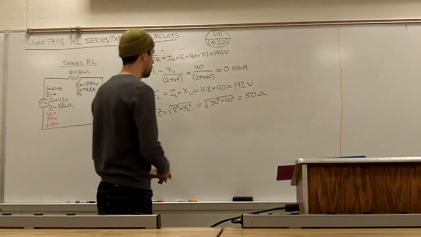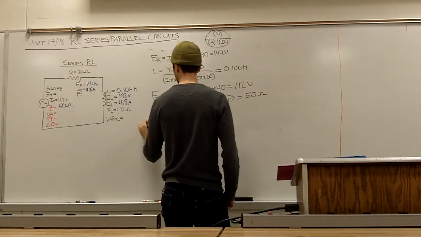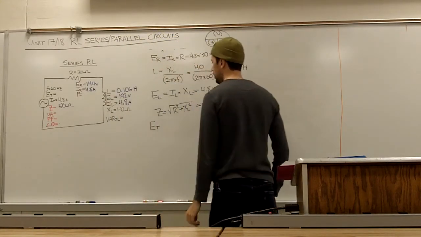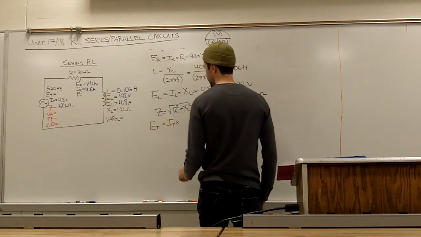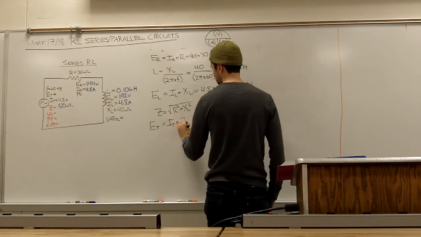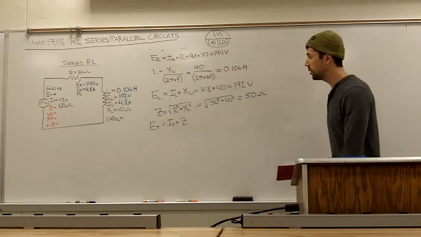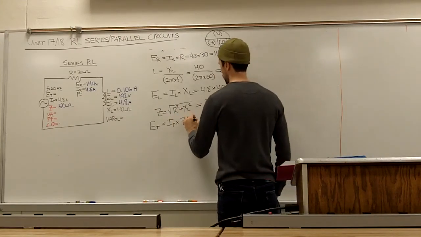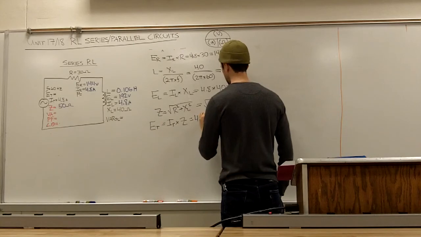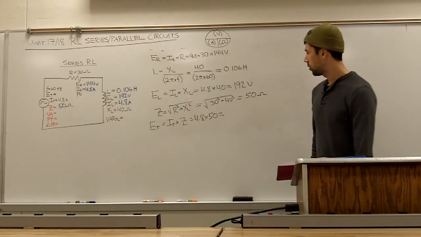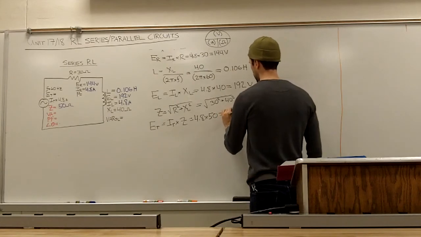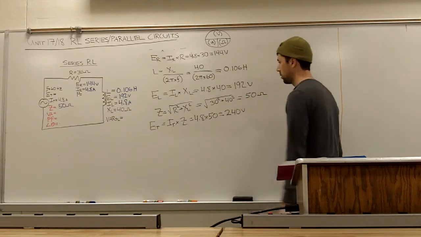Next, the total voltage of the circuit, E sub T, would be equal to the total current times the total ohmic value of the circuit, which is our impedance, Z. 4.8 amps times 50 ohms gives me a total voltage of 240 volts.